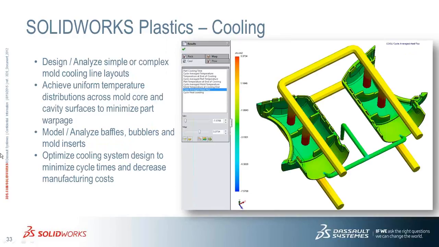One can avoid the injection molded plastic part warpage by maintaining uniform wall thickness, trying to achieve uniform fill patterns, pressure distributions, and temperature distributions, or trying to achieve uniform shear stress distributions and volumetric shrinkage. Most important of all, maintaining uniform cooling rates. One can design and analyze mold cooling line layouts, optimized cooling systems designed to minimize cycle times and substantially reduce the overall manufacturing costs using the cooling module that's provided inside SolidWorks Simulation.